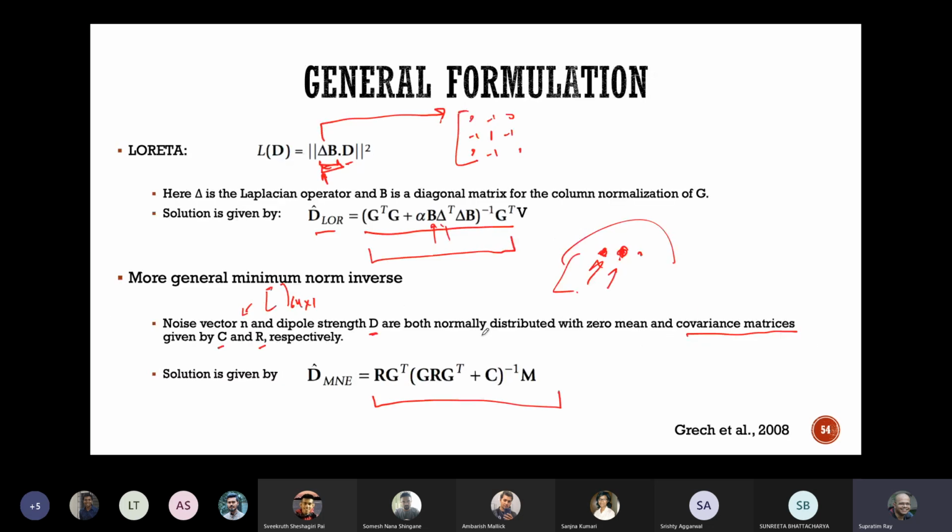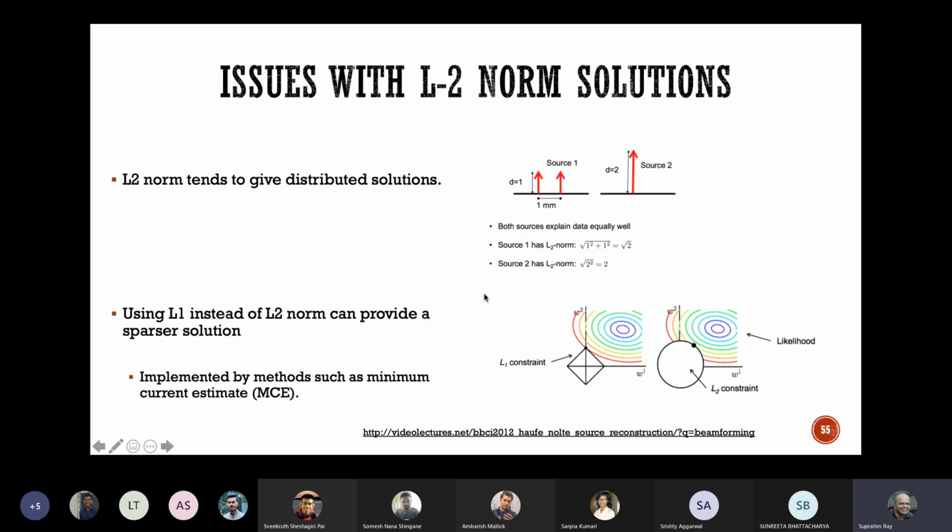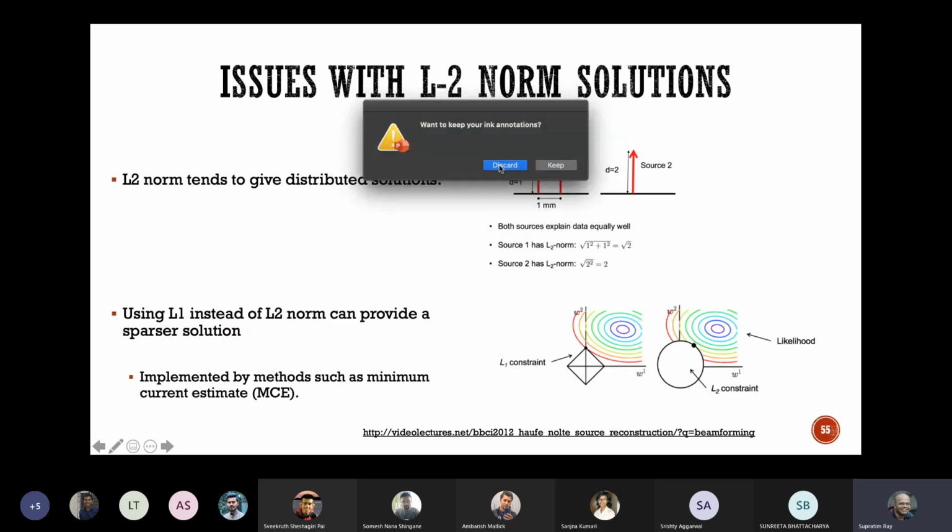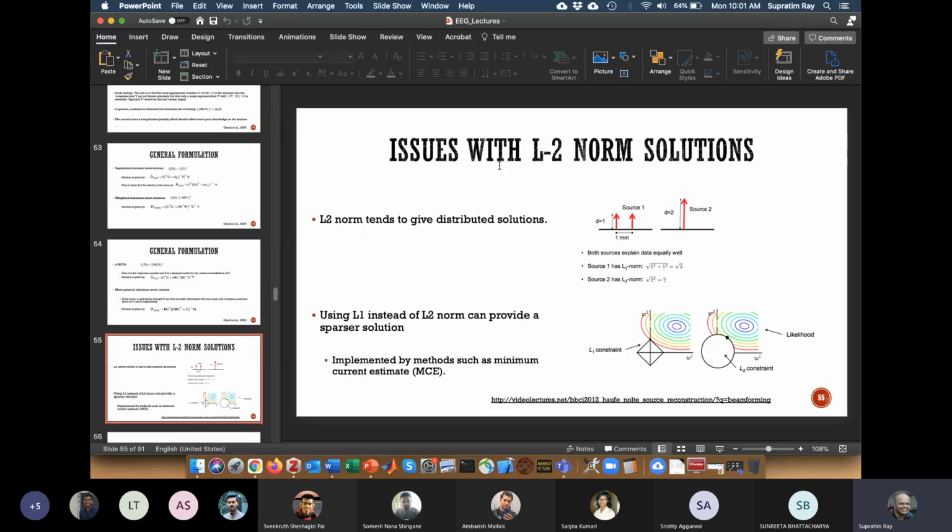Okay, so I'm out of time for today, so we will continue with this. I'm going to talk about beamformers quickly, and then we will wrap up the remaining part in the next two classes. Okay, so I'll stop now and take questions.